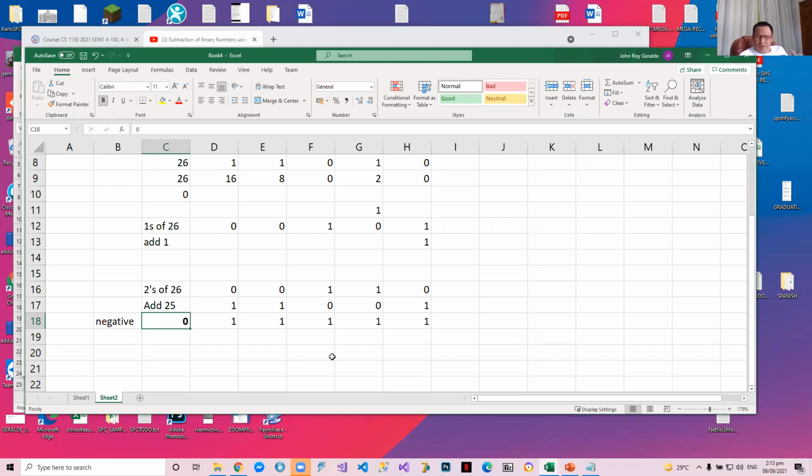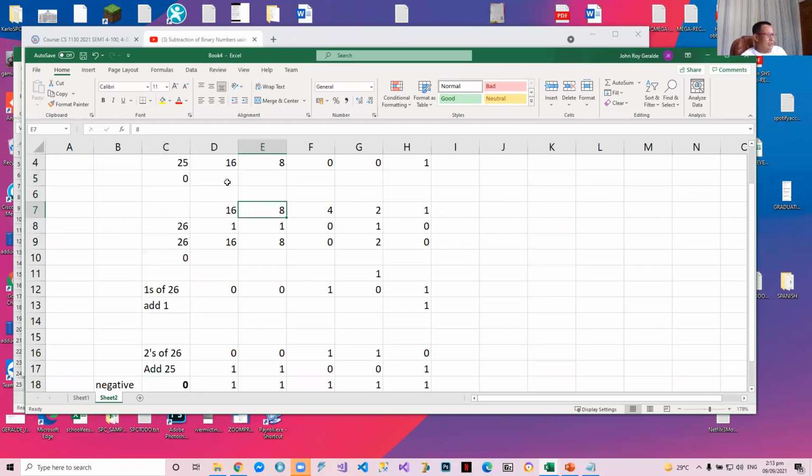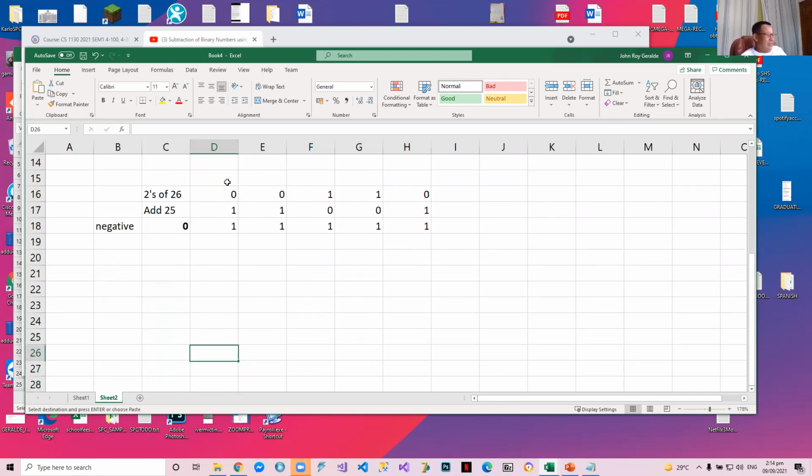Okay. How do we convert this into decimal? Remember, we'll just use the same places. This is the most significant bit. The most significant bit is a 1, so we will assign a negative value. Okay, do you follow?